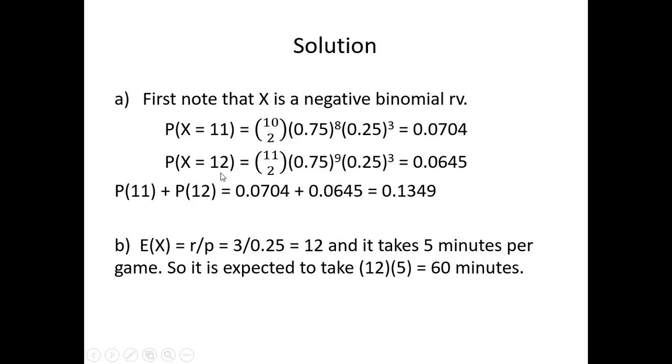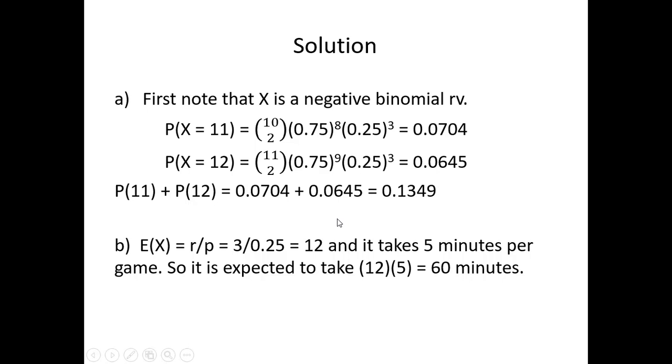Probability X equals 12 is fairly similar, but now I have 11 choose 2. We lose with probability 0.75 to the 9th power, times 0.25 to the 3rd. This works out to be 0.0645. And for our final answer for A, we need to add these two probabilities. We come up with 0.1349.